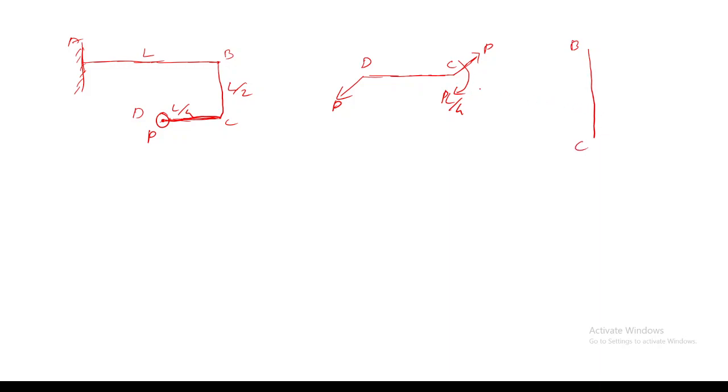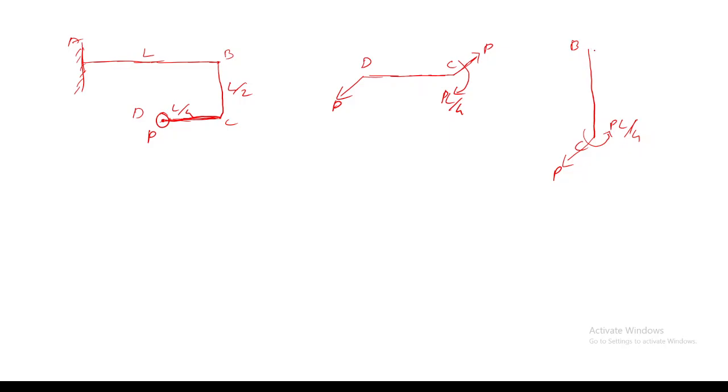For member BC, this PL by 4, I have to invert it also, right? I have to change the direction. For example, if it is acting like this, I have to invert it towards this. And also this P, I have to change the direction. So this PL by 4, what moment does it create for member BC, bending moment or twisting moment? Yes, it will be a twisting moment.